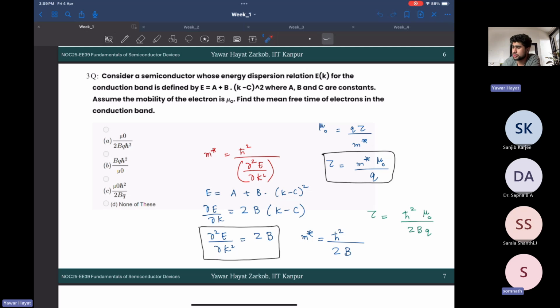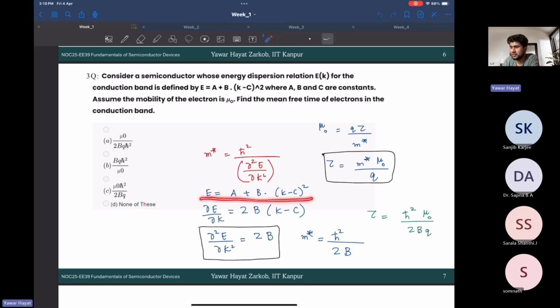Okay. So this is your tau, right? And in tau, you were already asked in the question that you can assume that your electron mobility is mu naught. So mu naught and q are not unknowns, these are knowns. But what about this m star? This is not known, right? But we can find this using this particular formula, right? Because we have been given the E-K relation and we know that m star is related to the curvature by this particular formula, right?